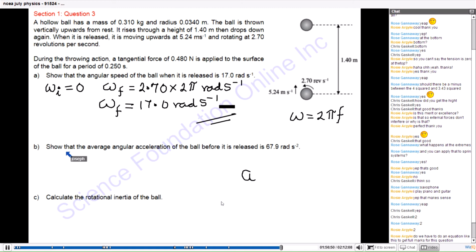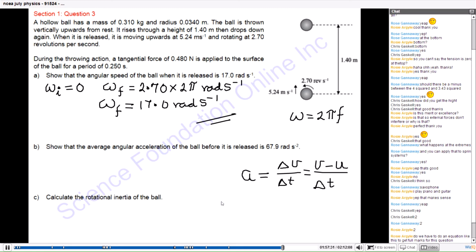Right, so that's the answer to part A, just converting the frequency of revolution into radians per second with the 2 pi. Part B. Show that the angular acceleration of the ball before it is released is 67.9 radians per second squared. So during this process, we want to calculate angular acceleration. Think of the equation for linear acceleration. That will be delta v on delta t, isn't it? Just good old linear acceleration, v minus u on delta t. Now put that in its corresponding rotational terms.